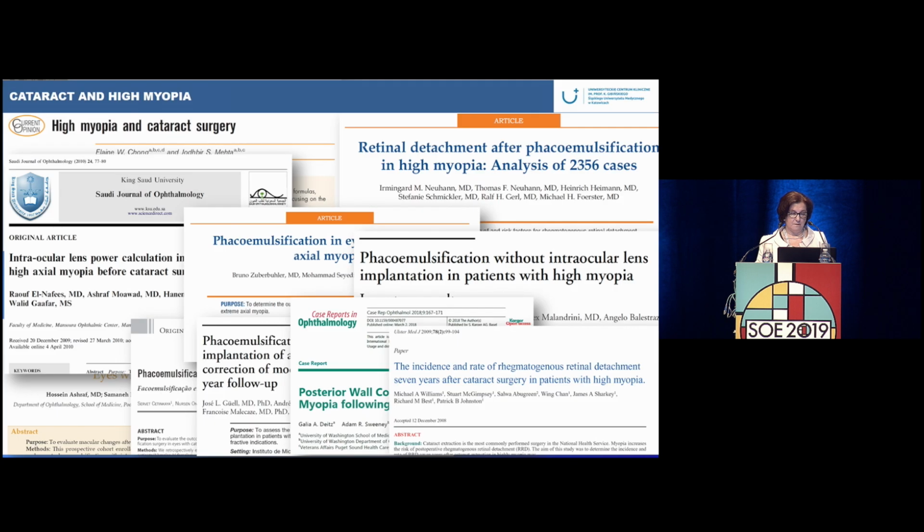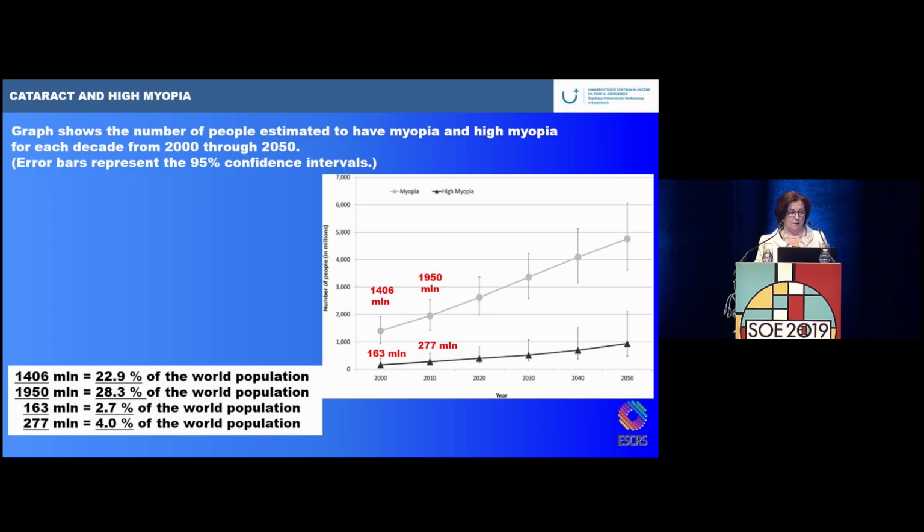High myopia is now under discussion. A lot of discussion we can find not only between ophthalmologists, but also in the literature. On this graph, you can see the number of people estimated to have myopia and high myopia for each decade from 2000 to 2050. The amount is growing and growing. In 2050, high myopia will be doubled compared to 2000.